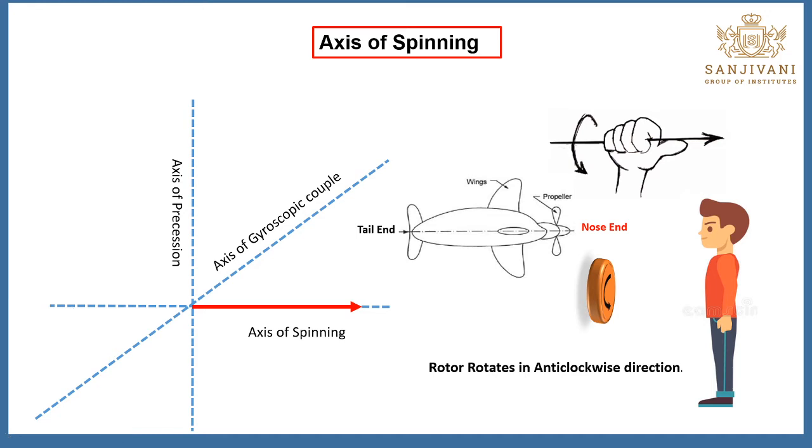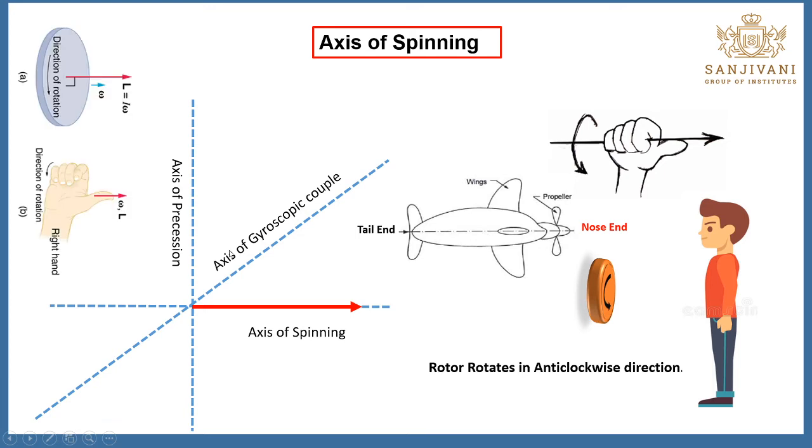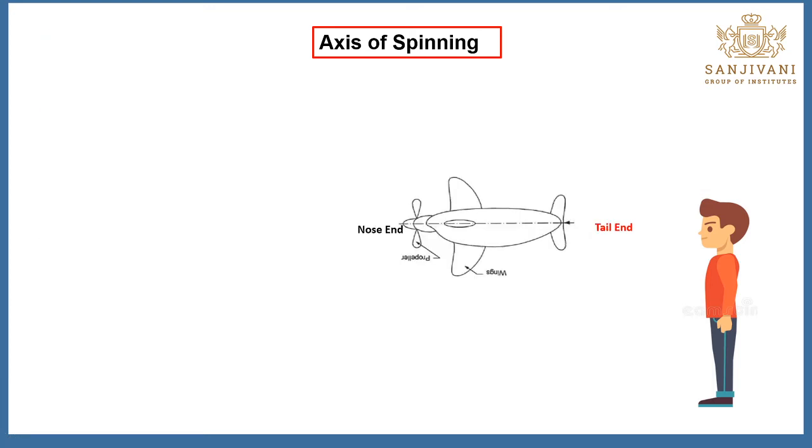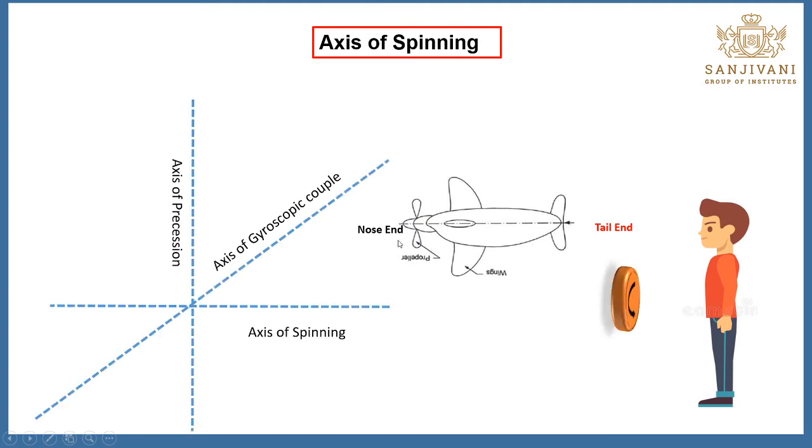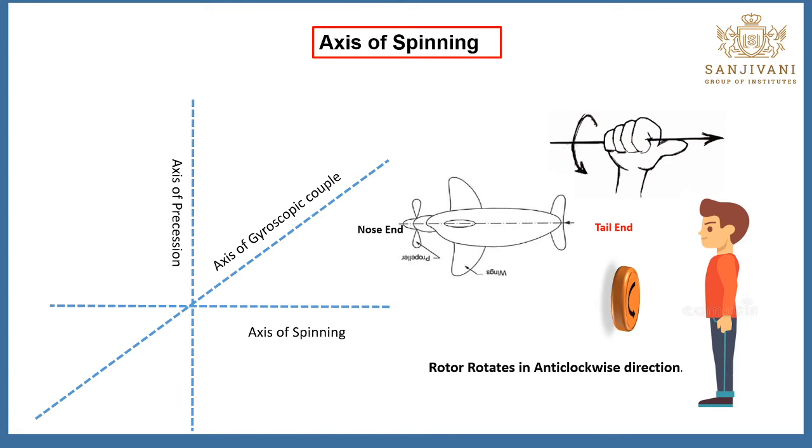Okay, next, now you are looking from the tail end. Though you are looking from the tail end, again that rotor rotates in the anti-clockwise direction. Still, again you have to take your right hand and curve your fingers in the anti-clockwise direction, and that thumb denotes the direction of that velocity vector.